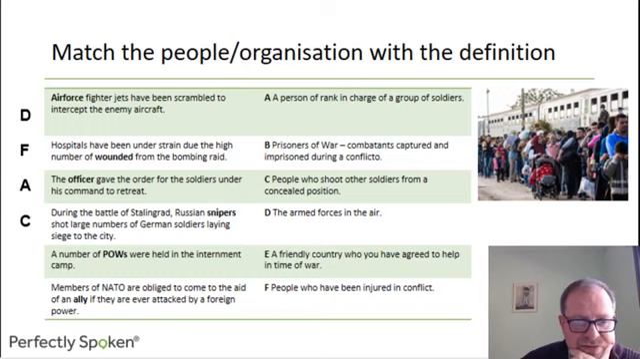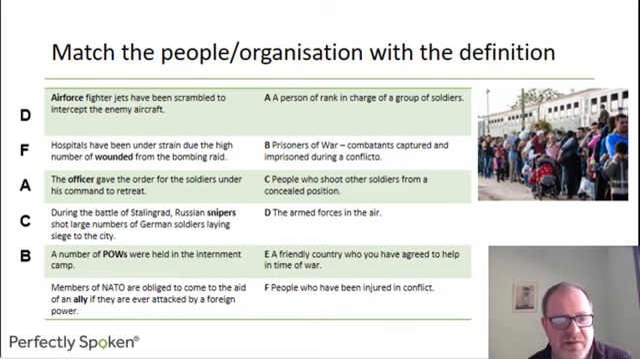A number of POWs were held in the internment camp. The answer, of course, is B, prisoners of war, combatants captured during a conflict. I've got a Spanish spell check on my computer, which wrote "conflicto." No, conflict, it should say. There's no O. Prisoners of war, POWs. Members of NATO are obliged to come to the aid of an ally if they are ever attacked by a foreign power. Well, this is, of course, E, a friendly country you have agreed to help in time of war, an ally.